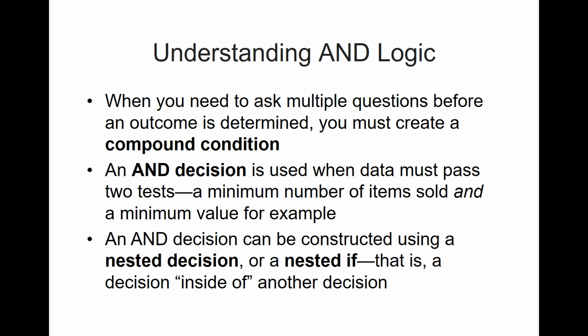Here's where it starts getting a little trickier. So it's pretty easy. We have one question. Life is pretty easy. One question we can figure out. But when we start combining them, it starts getting a little more complicated. So, ands, typically we look at them, they're called a nested decision. But we can also think of it as a compound decision. We're asking multiple questions.